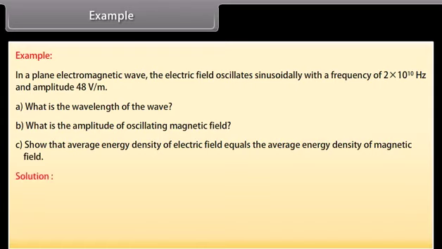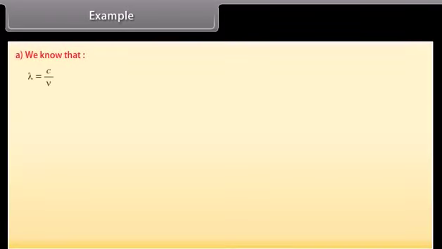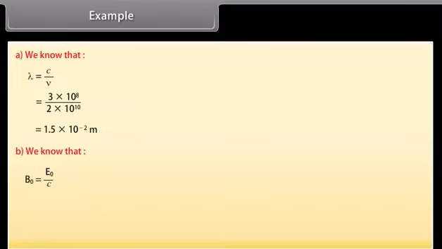Let's see the solution. Given values are nu equal to 2 × 10^10 Hertz, E0 equals 48 volt per meter. We know that lambda is equal to c upon nu. By putting and calculating the values, we get the wavelength of the wave, which is equal to 1.5 × 10^-2 meter. We know that B0 is equal to E0 upon c. By putting and calculating the values, we get the amplitude of the magnetic field, which is equal to 1.6 × 10^-7 Tesla.